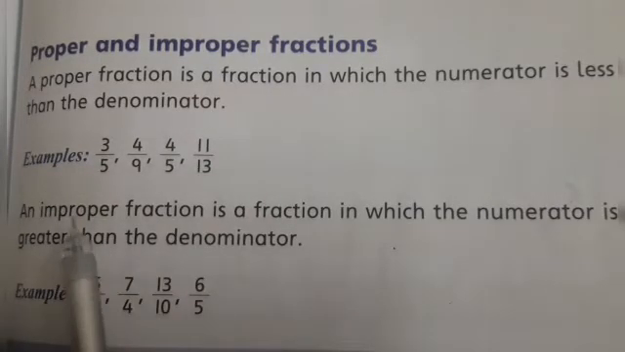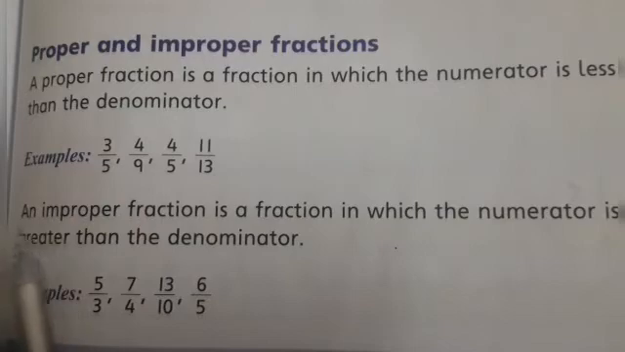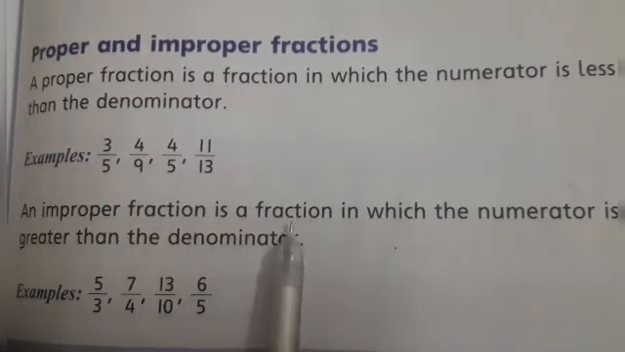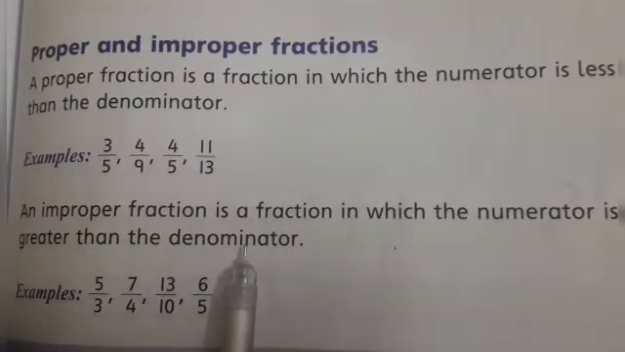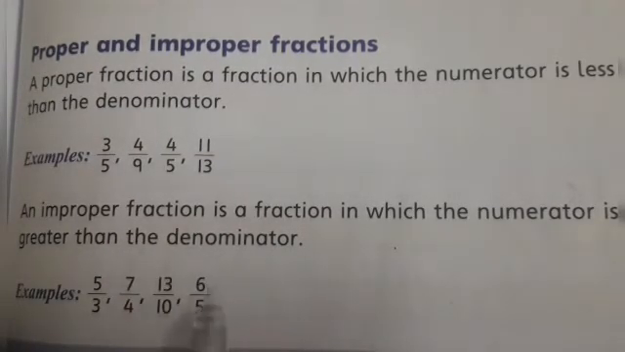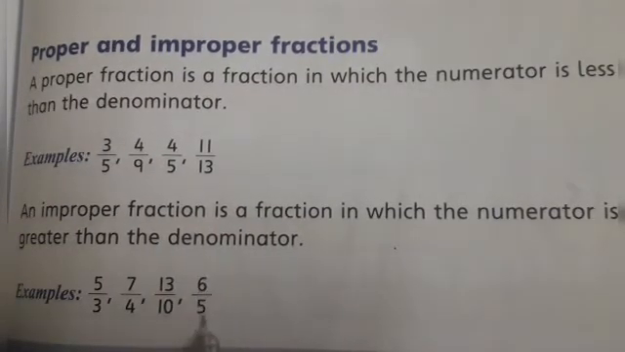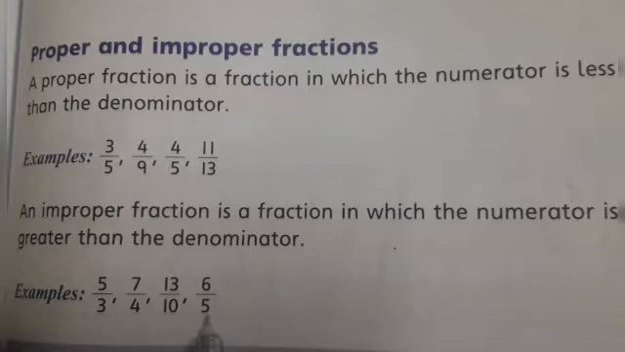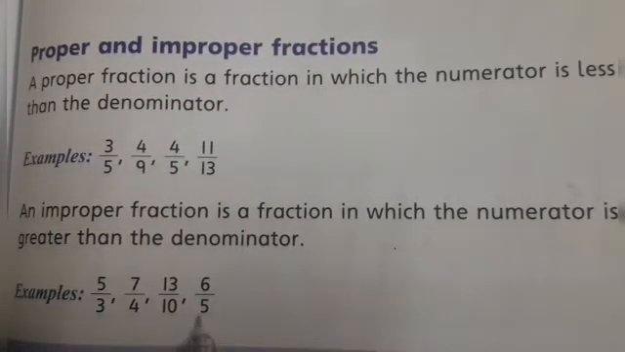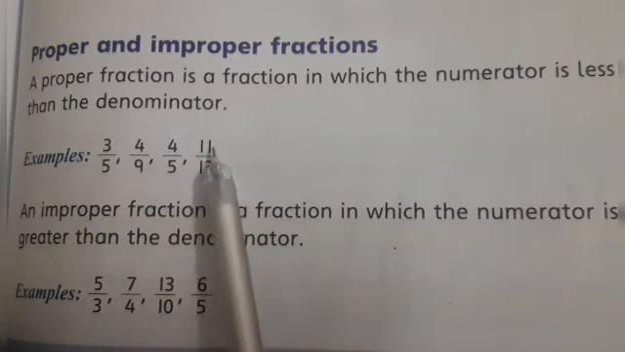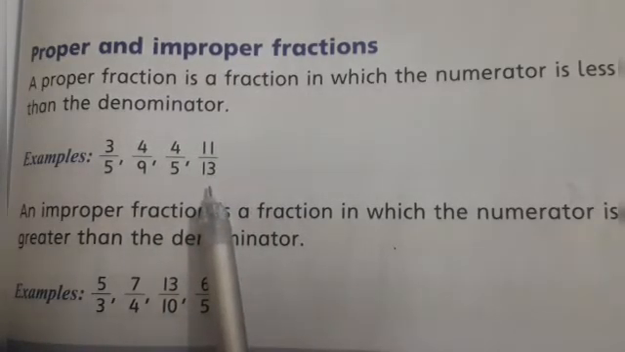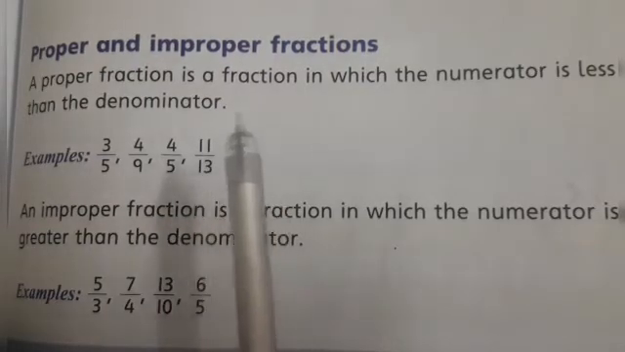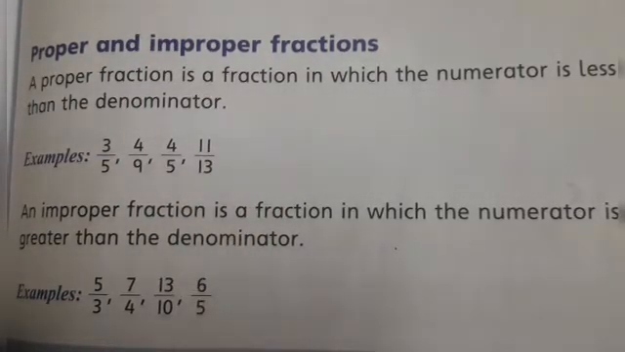So let's see the definition of improper fraction. An improper fraction is a fraction in which the numerator is greater than the denominator. As I told you, in an improper fraction the numerator will be greater and the denominator will be smaller. Numerator will be greater than the denominator, and here the numerator will be smaller, less than the denominator. So both of these are examples of proper and improper fractions.